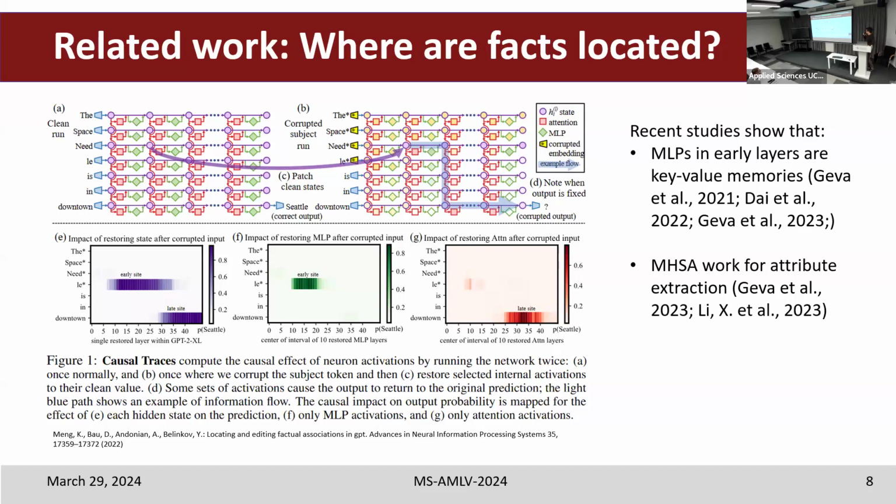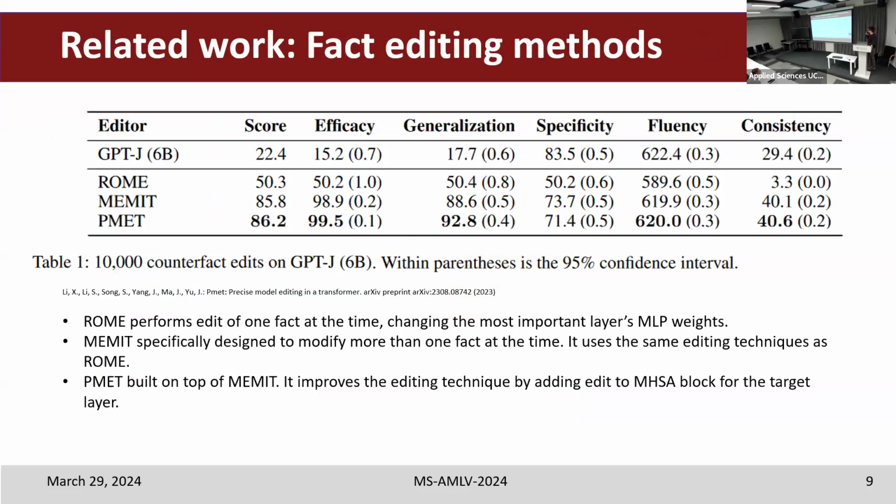And in the bottom part of the figure, you see the results. So you can see the important layers for the MLPs and the important layers for the attention blocks. So if you are interested, please check the reference paper, because this explanation is very simple. Let's talk about fact editing methods.